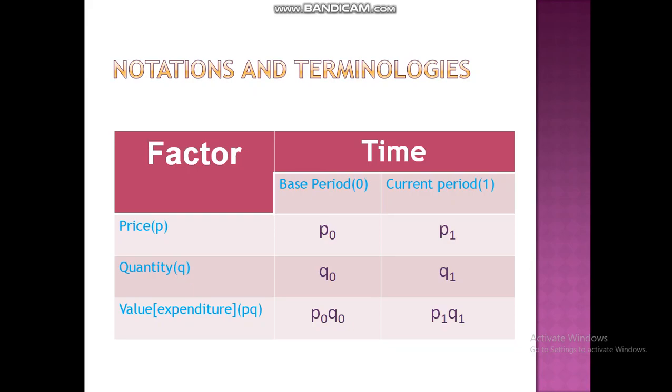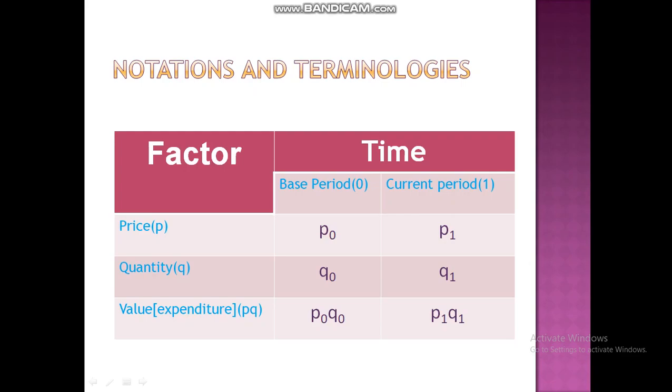Firstly, you can see there are three factors: price, which is denoted as small letter p, quantity, which is denoted as small letter q, and value, which is also known as expenditure, which is denoted as small letter pq, that is product of p and q. Then we have two time periods, base period and current period. Base period is denoted as 0 and current period is denoted as 1.